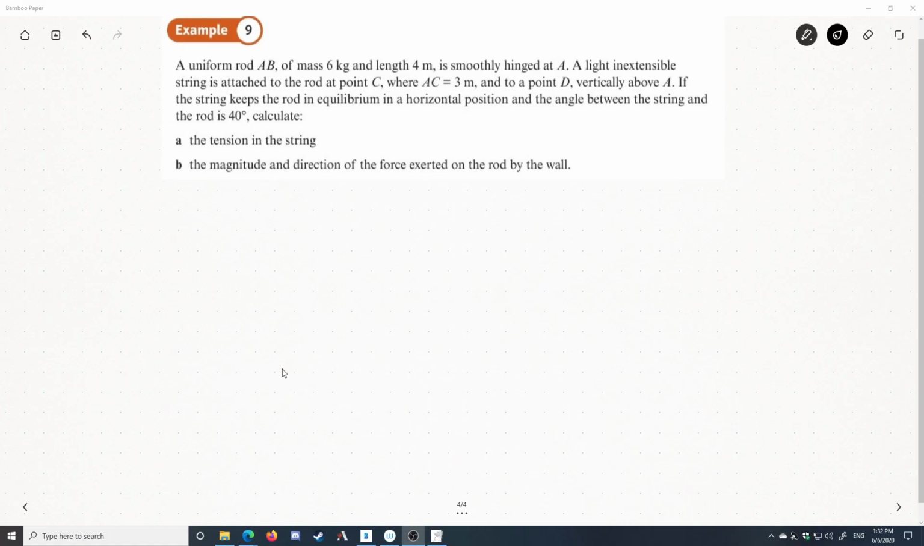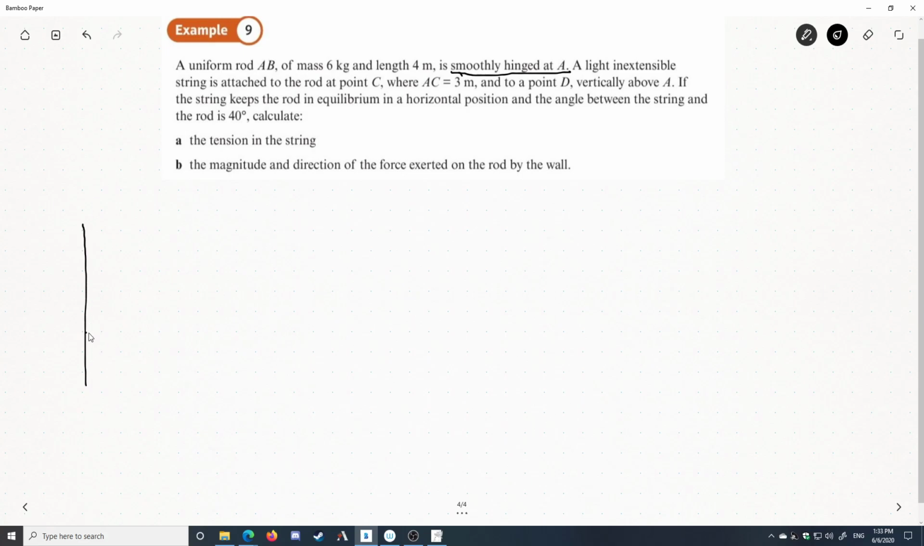Okay, so here's our third and final example. Pause this and have a quick read through it. Okay, so this one's similar again. The difference here is that it brings a smooth hinge into the question, and we'll have a look at how that affects our working.